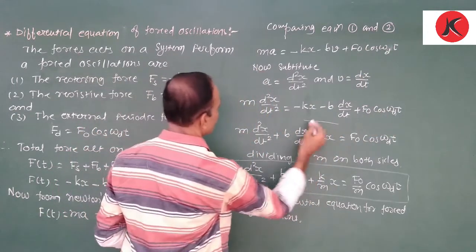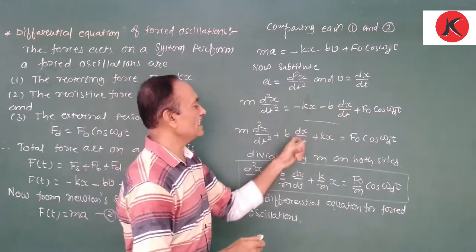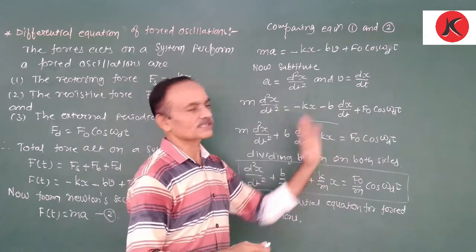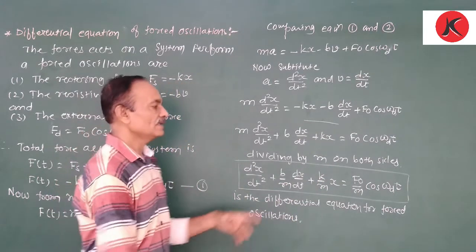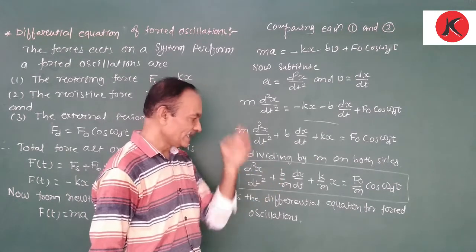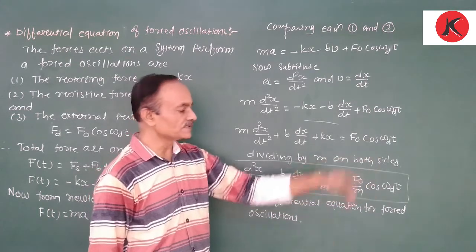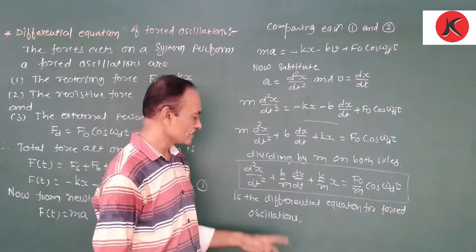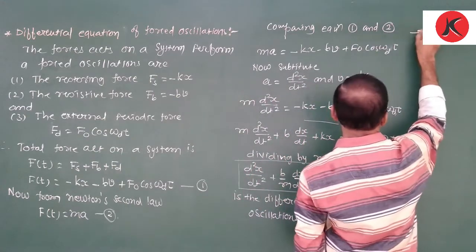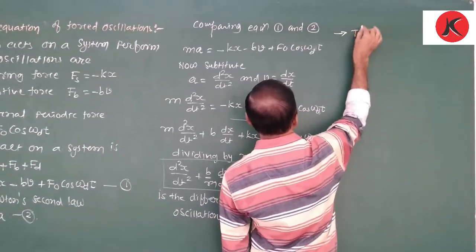Take the negative two terms to the left hand side. Therefore, m into d square x upon dt square plus b dx by dt plus kx is equal to F0 cos omega d into t, where F0 is the constant force. Dividing by m on both sides, we obtain d square x upon dt square plus b by m into dx by dt plus k by m into x is equal to F0 by m into cos omega d into t. This is the differential equation for forced oscillation. Now, the amplitude of a system during forced oscillation.